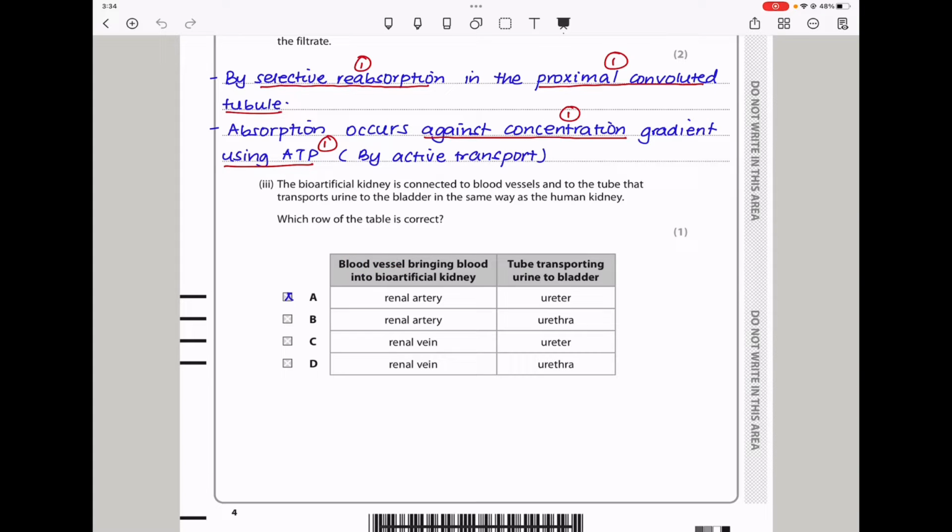The blood vessel bringing blood into the bioartificial kidney is going to be the renal artery. And the tube transporting urine to the bladder is going to be the ureter. So the answer is going to be A.